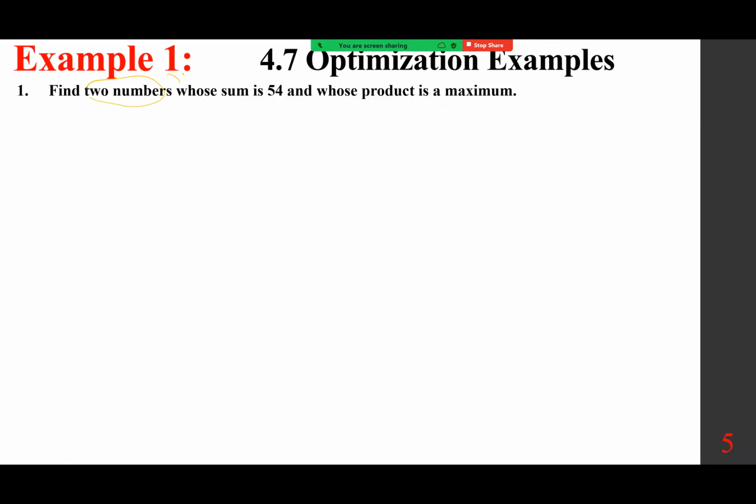You're going to say, let's say, x and y. You have an objective function that is going to maximize the product of x times y. And you have a constraint, the sum must be 54. That means x plus y is 54. This is the limiting factor, as an example.